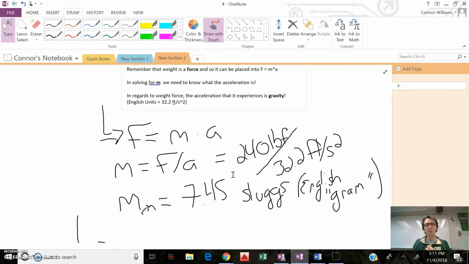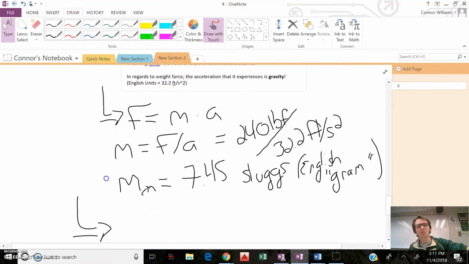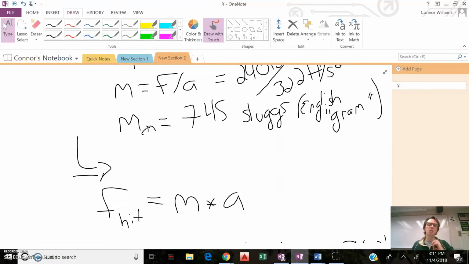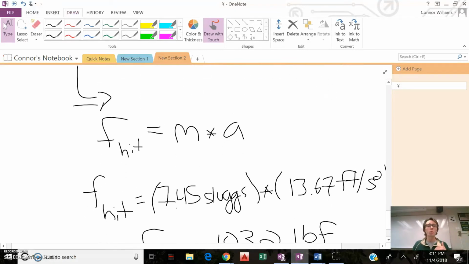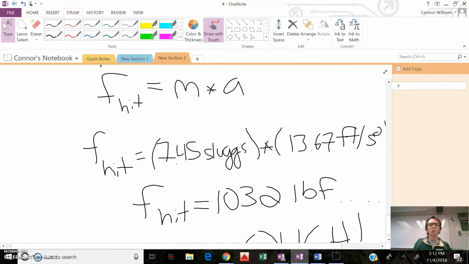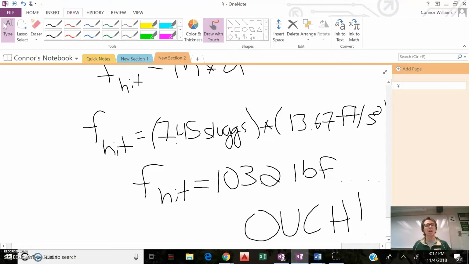We now have Clay Matthews' acceleration when he makes contact, and we have his mass. So we can use that to find the force of contact as he hits Andrew Luck. Well, let's take a look. The force of the hit is going to be equal to the mass times the acceleration. Let's just plug it in. F hit is equal to 7.45 slugs, Clay Matthews' mass, times 13.67 feet per second squared, his acceleration as he approaches Andrew Luck. That comes out to a force of hit of 103.2 pounds. Yikes. That is a crushing blow.